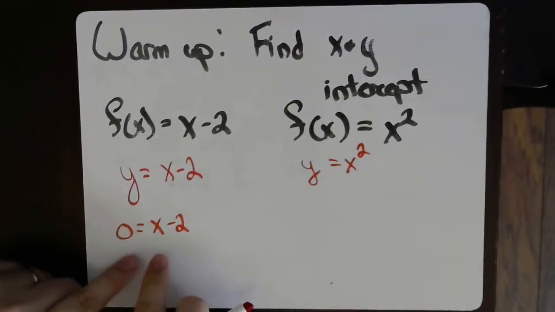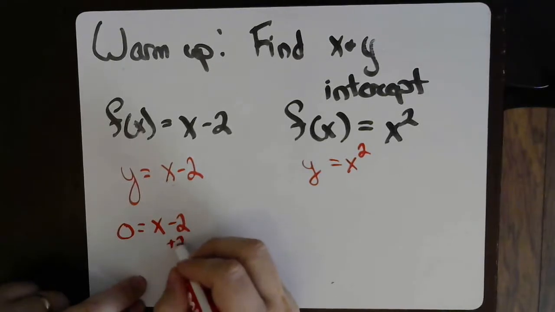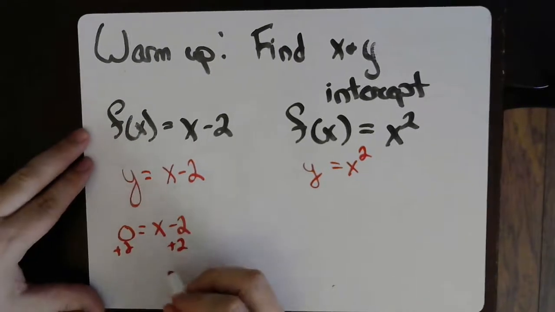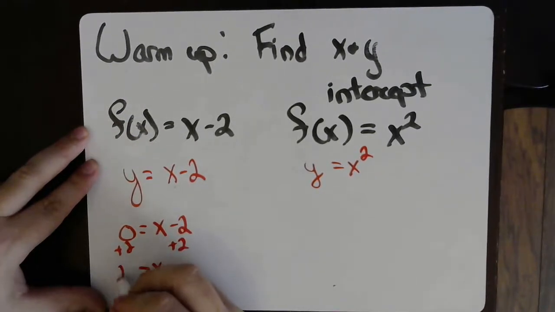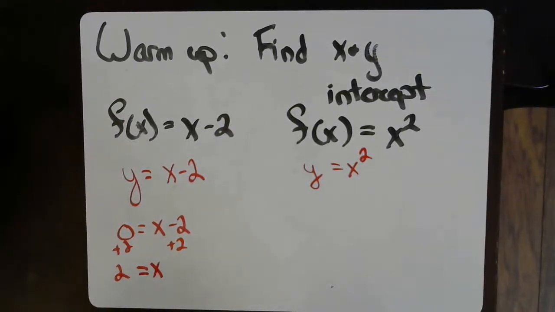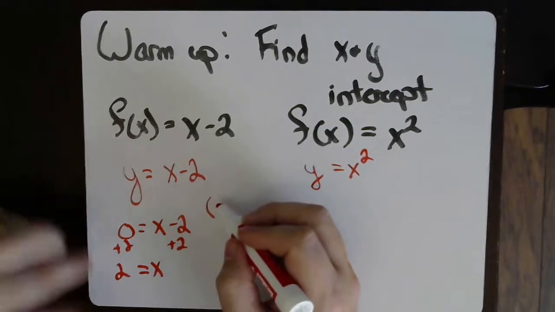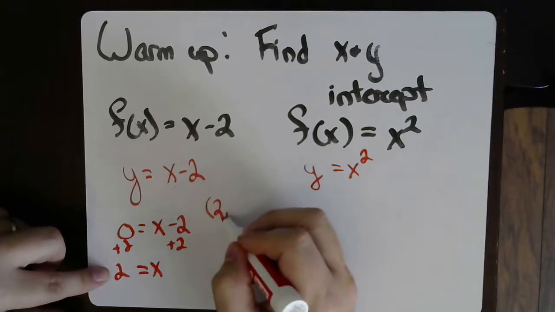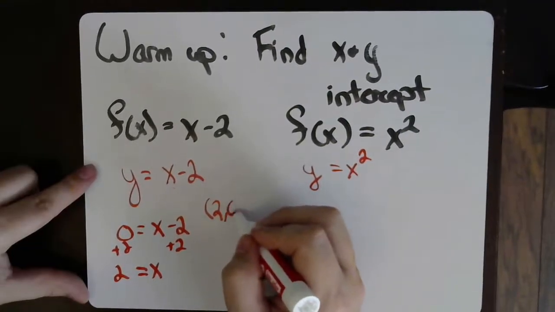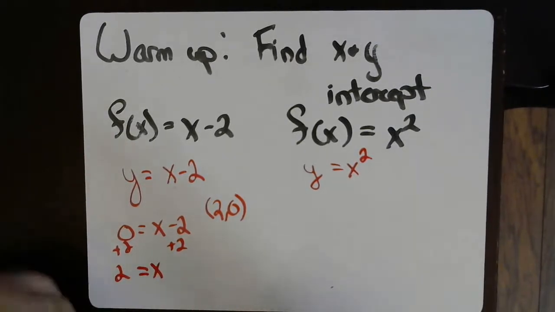And all we do is we solve for our x. Well, in this case, what are we going to do? We're going to add 2 to both sides, and that means our x is equal to 2. Now, that is correct, x is 2, but now make sure that you write it in a coordinate point, where we're going to state that when x is 2, y is 0. And that's important to know.